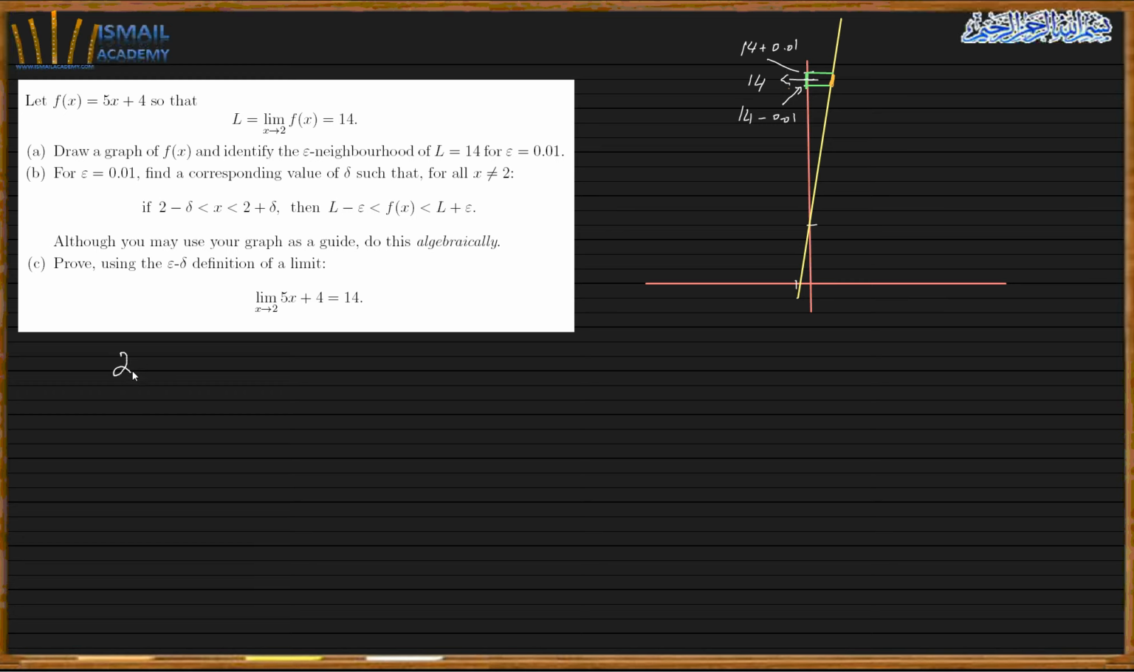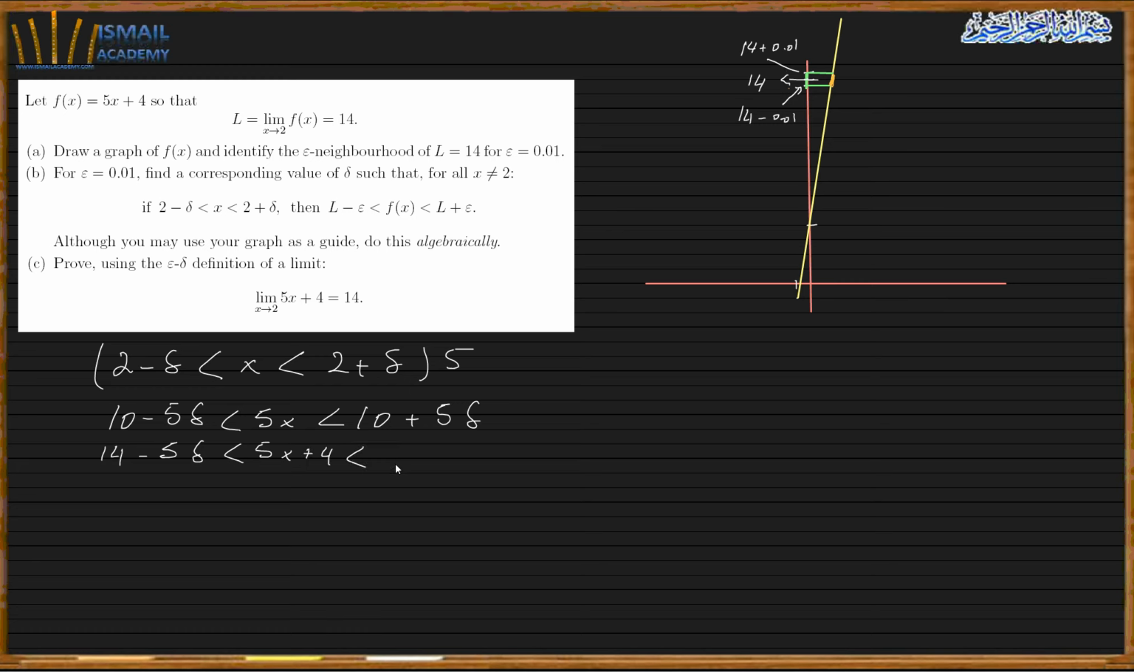We have 2 minus delta is less than x is less than 2 plus delta. So I will produce this expression inside here. I multiply by 5, so that means I will have 10 minus 5 delta is less than 5x is less than 10 plus 5 delta. Then I want 4, so I'm going to add 4 everywhere. So it's going to be 14 minus 5 delta is less than 5x plus 4, which is less than 14 plus 5 delta. So this is my function. You see, this is my function. This is my limit. Therefore, my limit is 14.